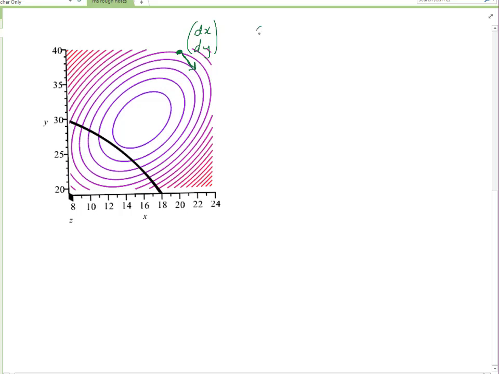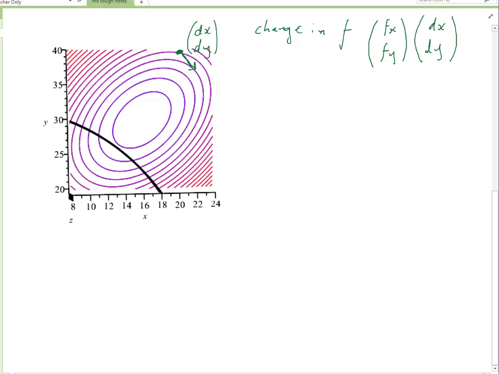Now the change in the function will be given by fx, fy, this is the gradient vector, times dx, dy. So it's the dot product of the direction I'm moving in multiplied by this vector of partial derivatives that will give me the change in the function.